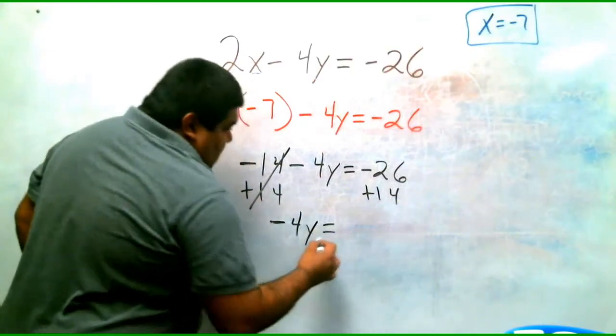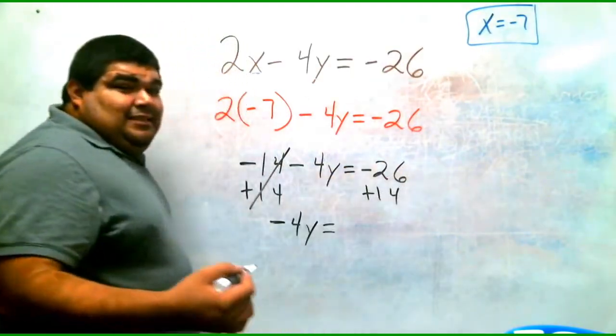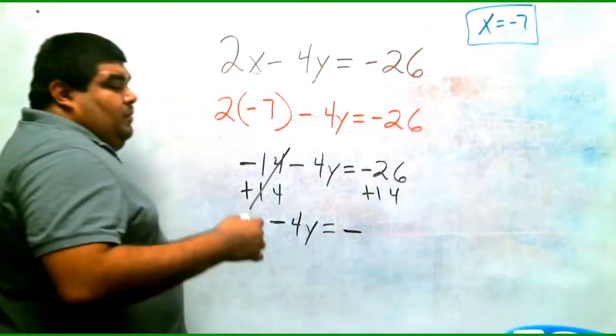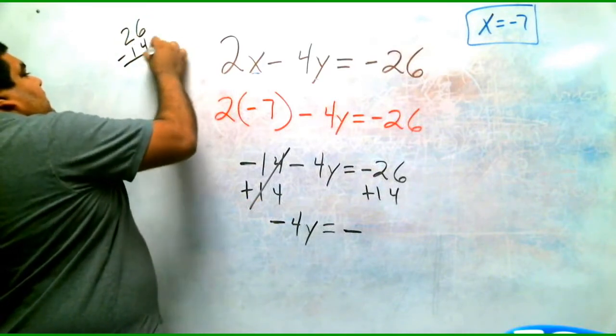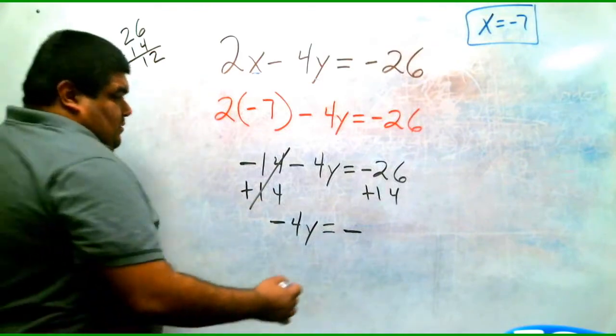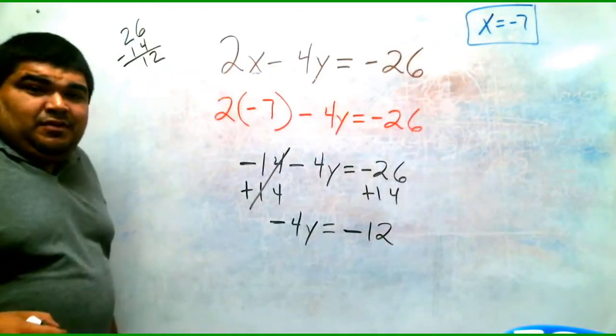-4y equals, remember, they're opposites. Notice that the -26 is bigger, so you know your answer is going to be negative. But we need to find out what 26 minus 14 is, which is 12. So we have -12. We're almost done.